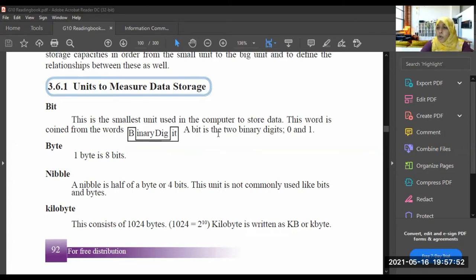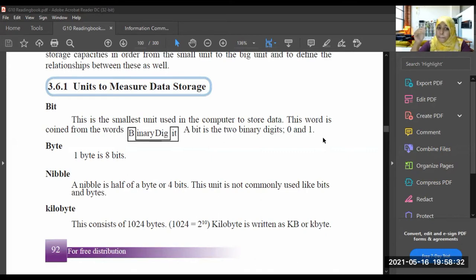The first, smallest unit of measuring data is the bit. This is the smallest unit used in the computer to store data. This word is coined from the words binary digit. A bit is one of the two binary digits, 0 and 1. So these we call bits. It can be a 0 or it can be a 1.